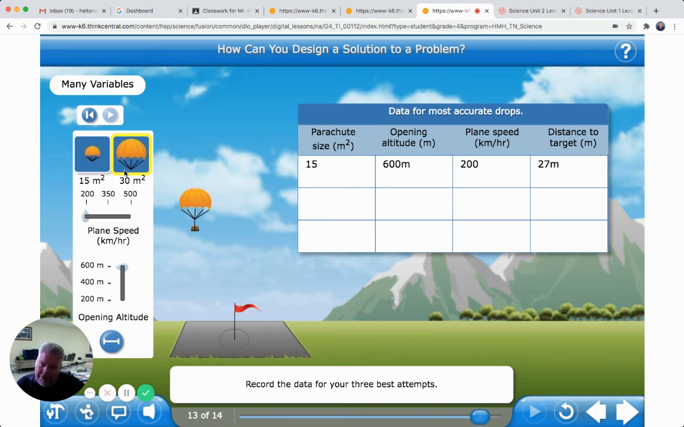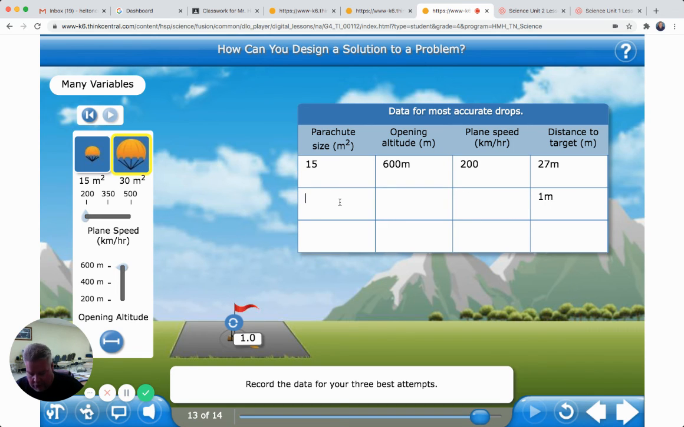This is looking pretty good. Wow. Yes, that was awesome. So you couldn't get much better than that. So with the biggest parachute at the slowest speed and the highest altitude, how far are we away? Like 1 meter. That is awesome. So let's record that. We're only 1 meter from the target.